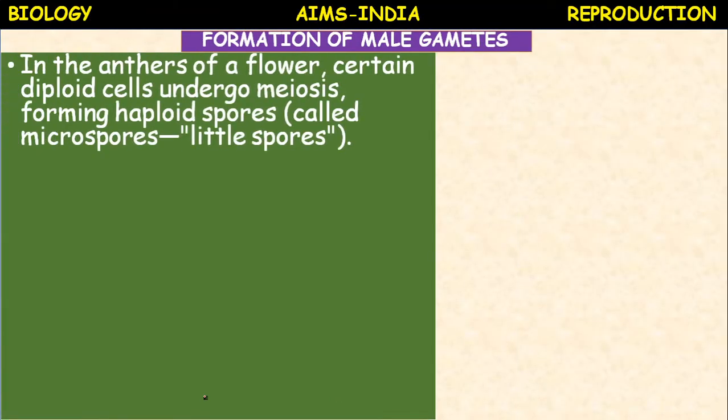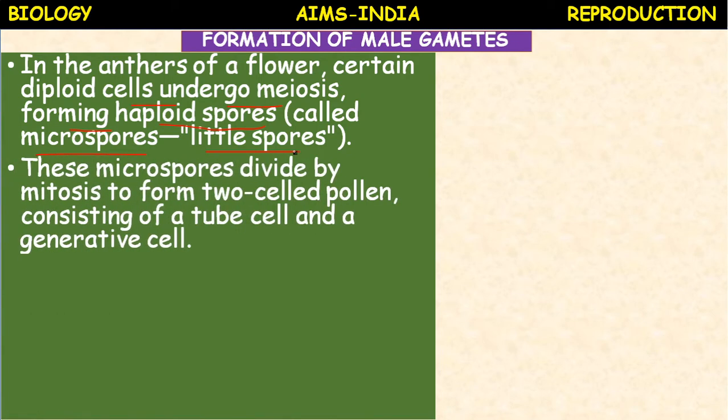So, formation of male gametes, in the anther, just now we have discussed. In the anther of a flower, certain diploid cells are present. They undergo meiosis, forming haploid spores. They are called microspores, little spores. These microspores divide by mitosis to form two-celled pollen consisting of a tube cell and a generative cell. This is the structure of the male gamete. Okay.